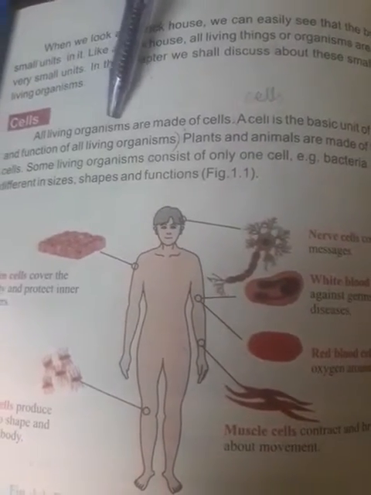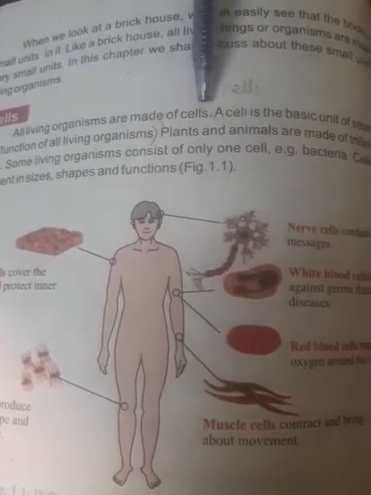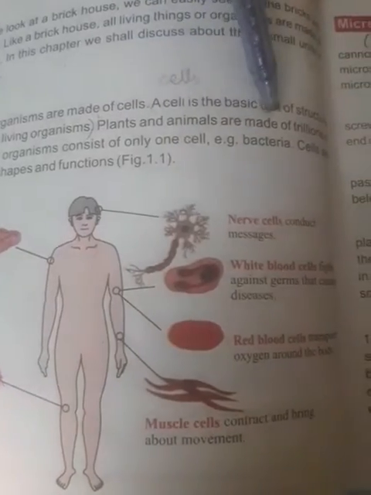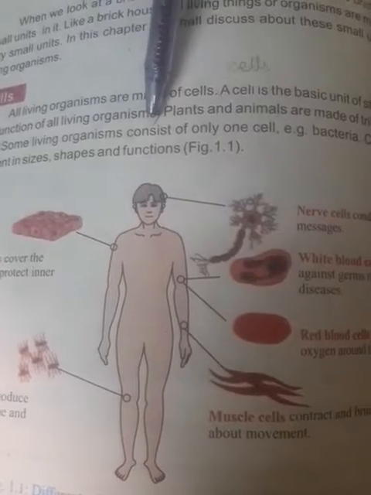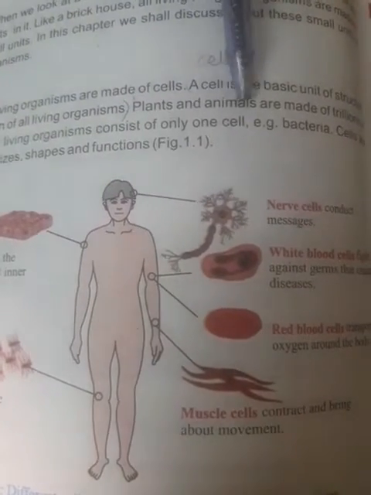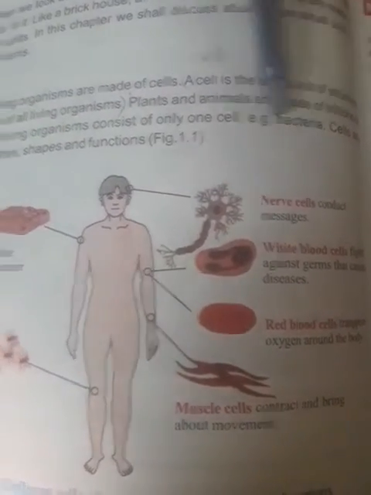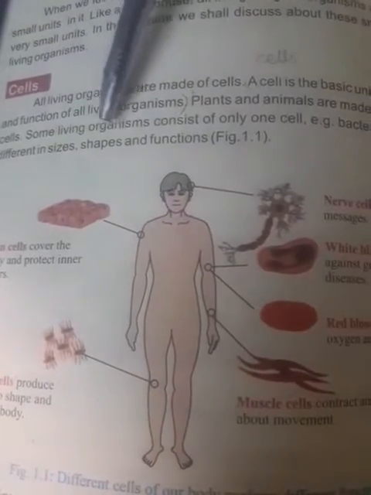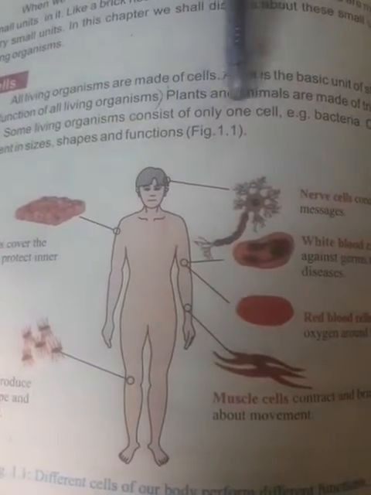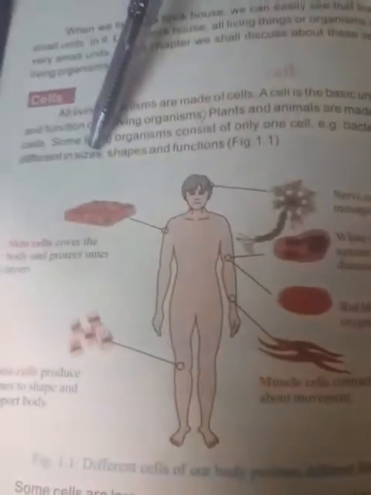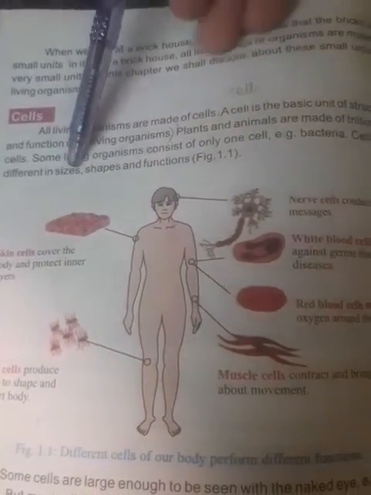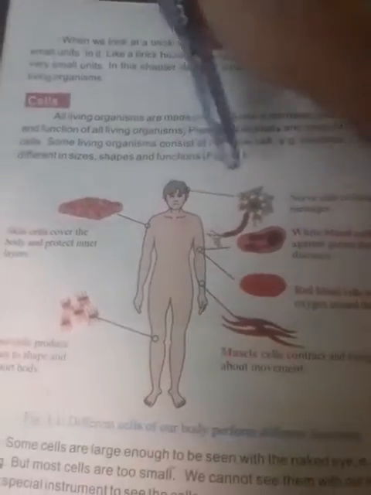All living organisms are made of cells. A cell is the basic unit of structure and function of all living organisms. Plants and animals are made of trillions of cells. Some living organisms consist of only one cell, for example, bacteria.